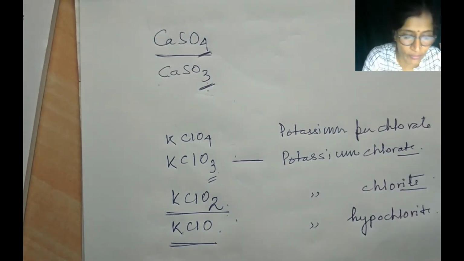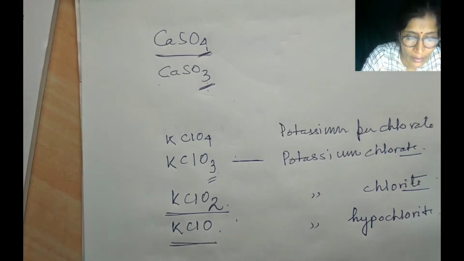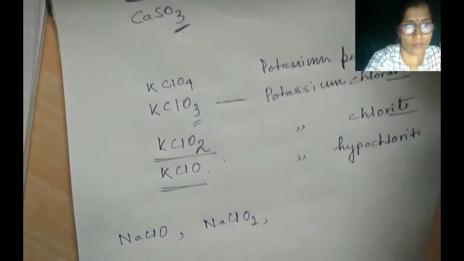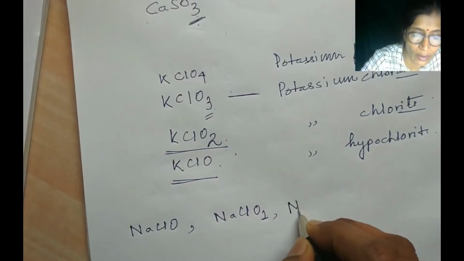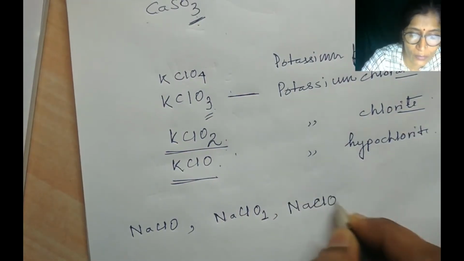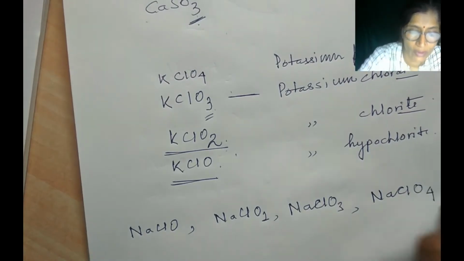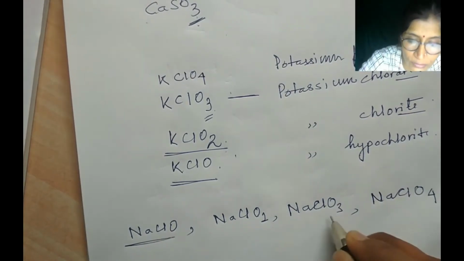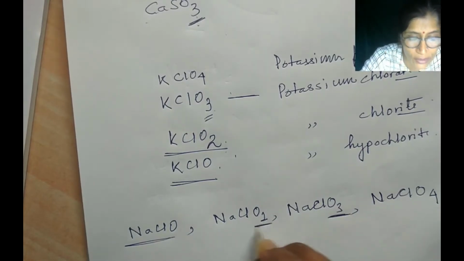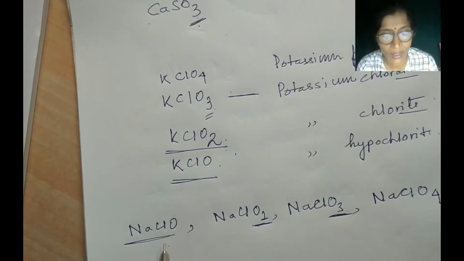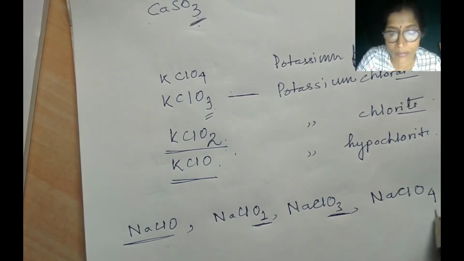In the same way, if I write NaClO, NaClO2, NaClO3, NaClO4, then what is this? This is chlorate, this is chloride, and one less than that is hypochlorite. And here one more, so it is perchlorate.